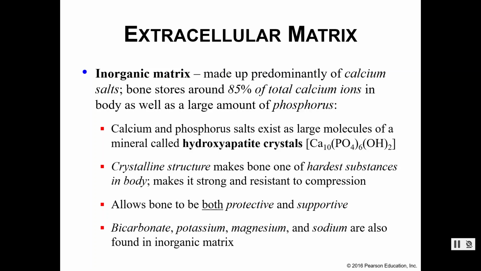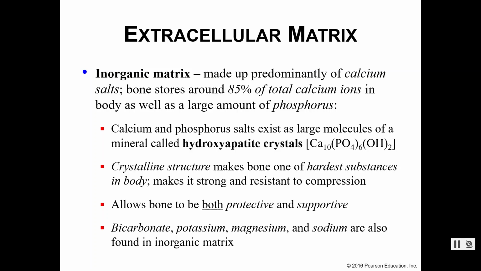Now, the calcium and the phosphorus, they basically combine to make a larger molecule called hydroxyapatite crystals, or calcium hydroxyapatite. And this is the fancy chemical formula. You've got the calcium and the phosphorus there. These crystals are what make the bone very hard, okay? And they make it very strong and resistant to the compressive forces that we put our bodies through on a daily basis. This allows the bones to be both protective and supportive.